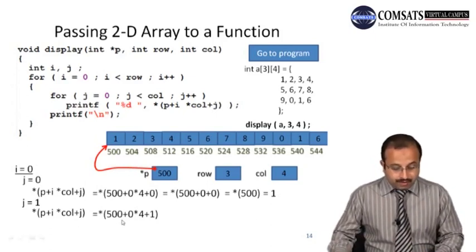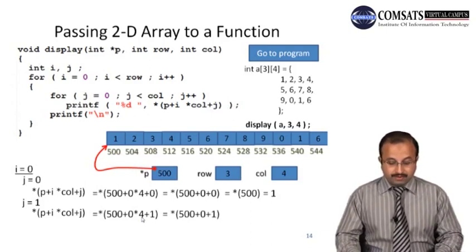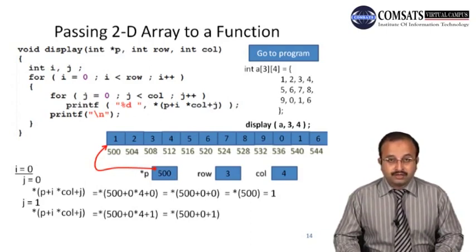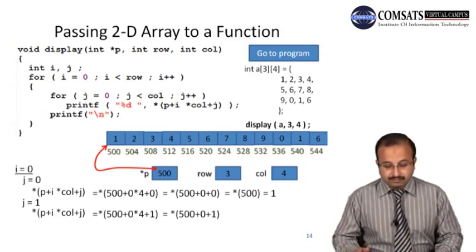So 500 plus 0 multiplied by 4 plus 1. First the multiplication will be performed, this value becomes 0, so it will be like 500 plus 0 plus 1, and you are adding 1 in 500. So 500 is the address, and when you add 1 to it, it points to the next value of integer type, and that is 4 bytes away from the current address, and the current address is 500.